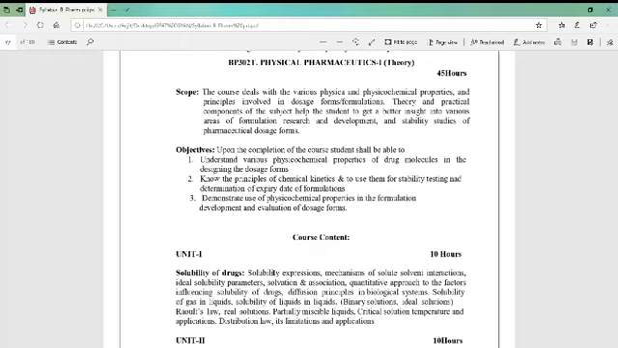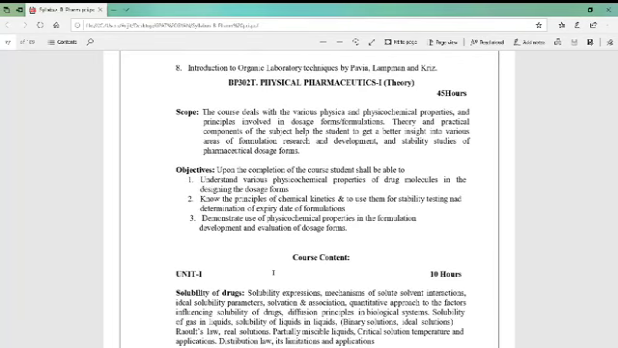Not only that, we also study the proper environmental conditions for manufacturing or storage of a particular drug, and kinetics and shelf life. These things are discussed in physical pharmaceutics. Now you can see on the screen that I have shared the syllabus of Physical Pharmaceutics 1, which is in semester 3 of B.Pharm.